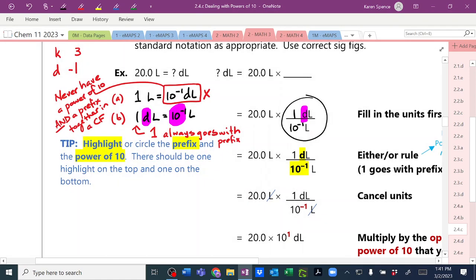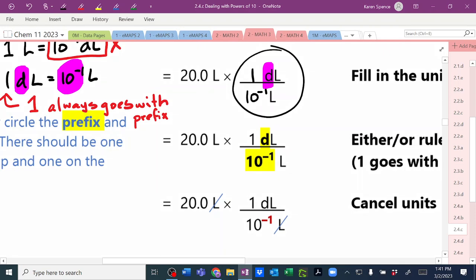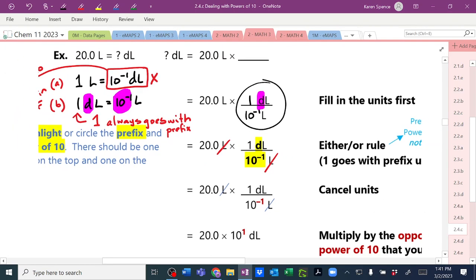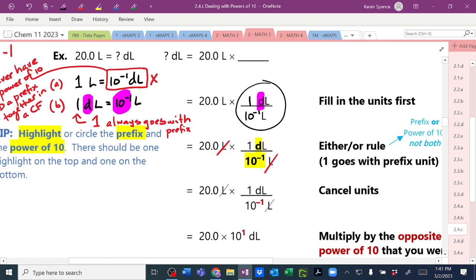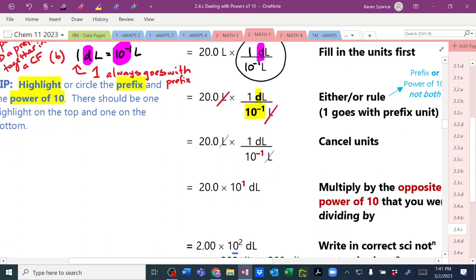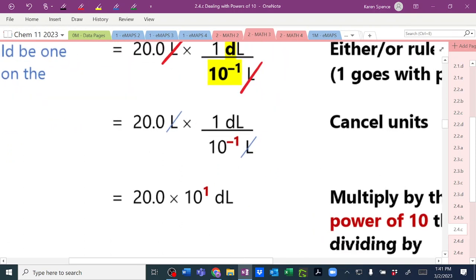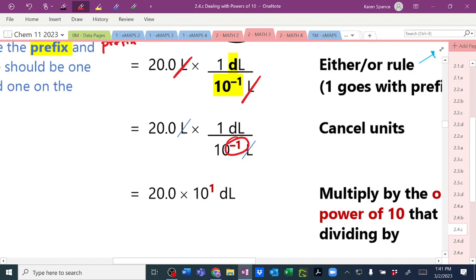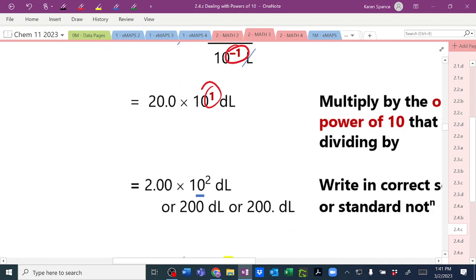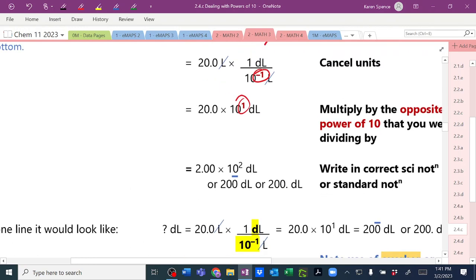All right. Now, just like all our other unit conversions, we are going to cancel our units. And we can then, if you remember, I have 10 to the negative 1. 1 over 10 to the negative 1 is equal to 10 to the positive 1. And then I can just multiply that out and we'll get it in correct standard notation.